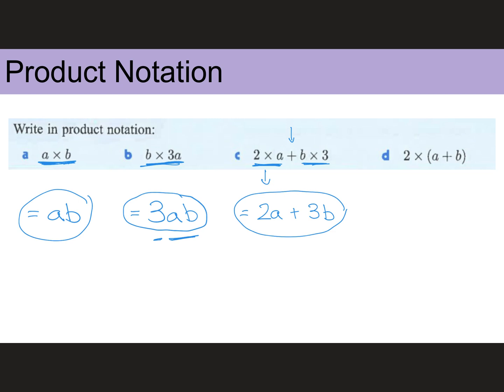Now for the last one, I have 2 times, and then in parentheses, a plus b. Now, this multiplication symbol is implied when I rewrite this like that. They're both the same thing and they both mean the exact same thing, but we don't put the multiplication sign if we don't have to. We try to keep things very organized and simple. So all you have to do is remove that multiplication, and then just put the coefficient 2 in front of your brackets, your parentheses, and then this would be your final answer.